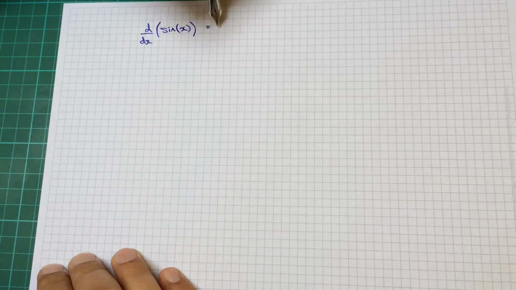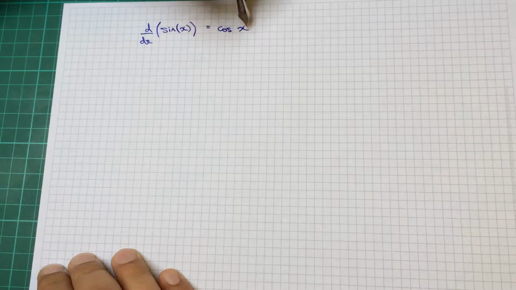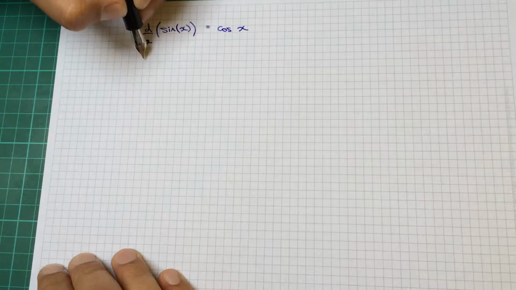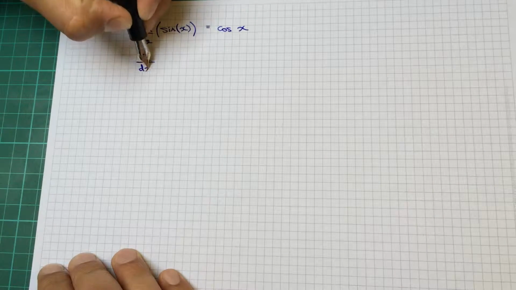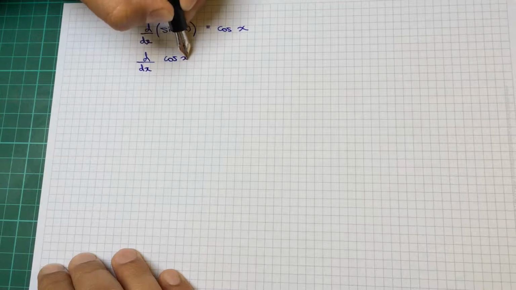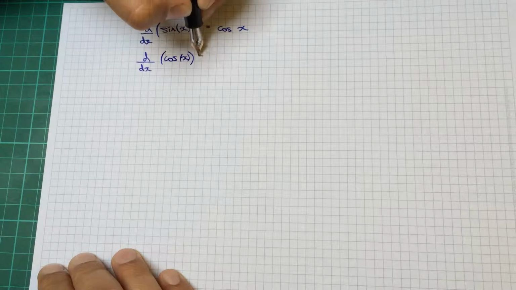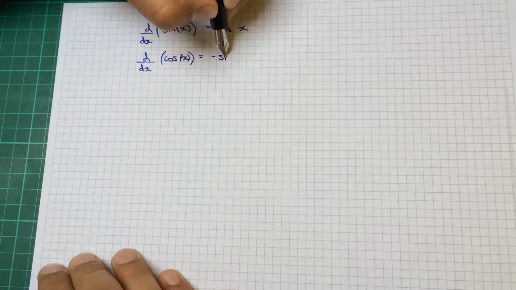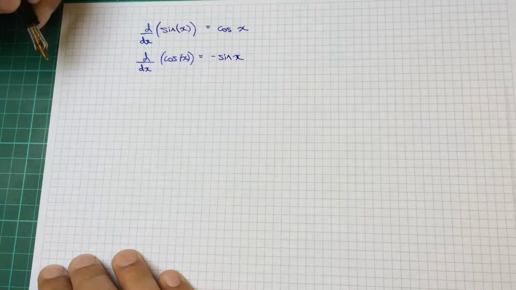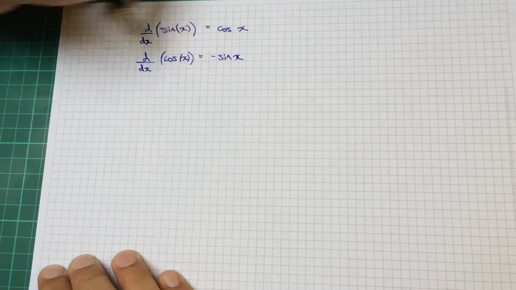So first of all, if you have the trig sine function, and you are going to take the derivative of this, so I'll just write d by dx to show that I'm going to take the derivative of sine x, that simply just becomes cos x. And if you take the derivative of cos x, well, that simply becomes negative sine x. So these are our two trig derivatives.